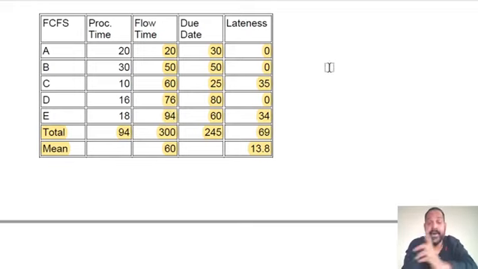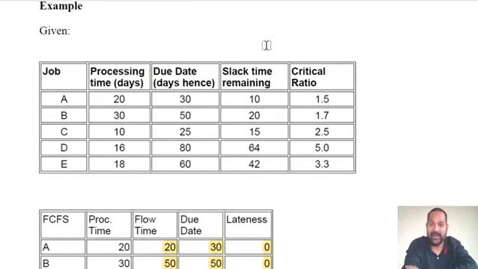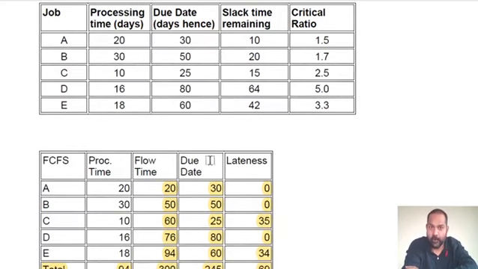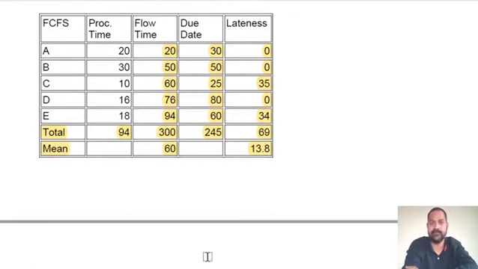Correct? Now what we are going to do is calculate how late a particular job is if I sequence in this manner. So step 1 is going back and writing down what their due dates were. So I go back and I copy all my due dates here, 30, 50, 25, 80 and 60. And I come back. Now let's calculate how late a particular job is.